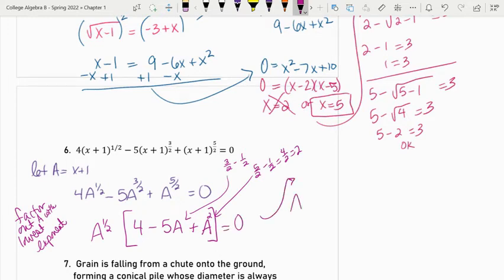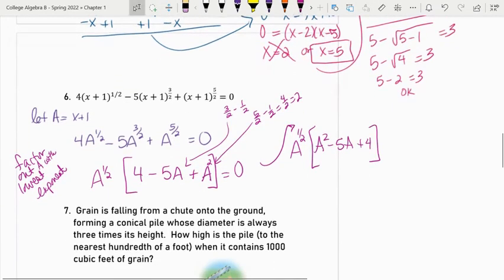So go over here, I'm left with a to the 1/2. Make that look nicer. So a squared minus 5a plus 4. So factor that, you would get a to the 1/2. And then this is going to be a minus 4, a minus 1. Let's use parentheses here.